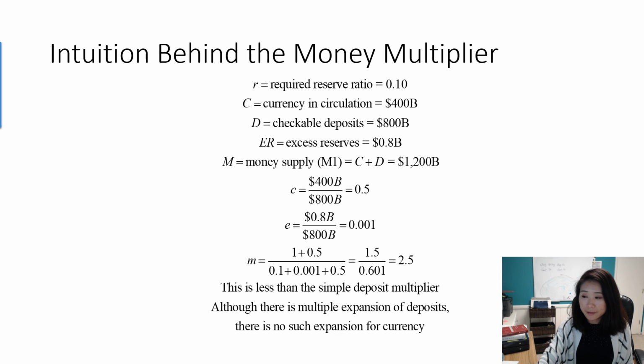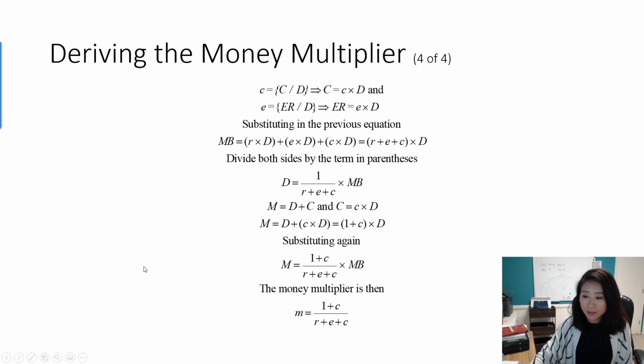So as you look at these slides, the previous slides try to help you understand why we end up with this formula. So this is the key formula to always keep in your mind. The previous slides just help you understand why the money supply has to equal this equation.